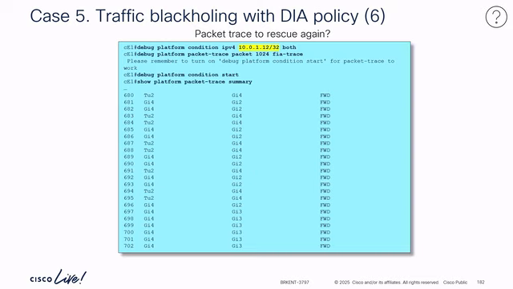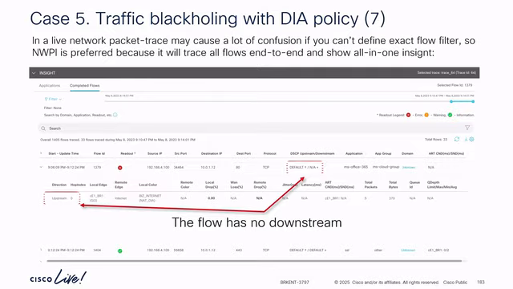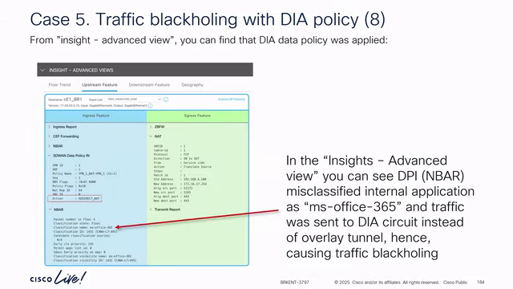You don't usually know the precise packet trace filter to trace particular packets in the flow. What would you do? In this case, NWPI is your friend. Because if you enable NWPI, which will trace multiple flows at once and give you a complete overview, you may notice that some flows have only an upstream destination, but no downstream destination, right? And if you check the details of the inside view, we are doing the redirect to NAT. We are doing DIA for internal applications. For internal source IP addresses, we are doing DIA, to the internal IP addresses, we are doing DIA, right?